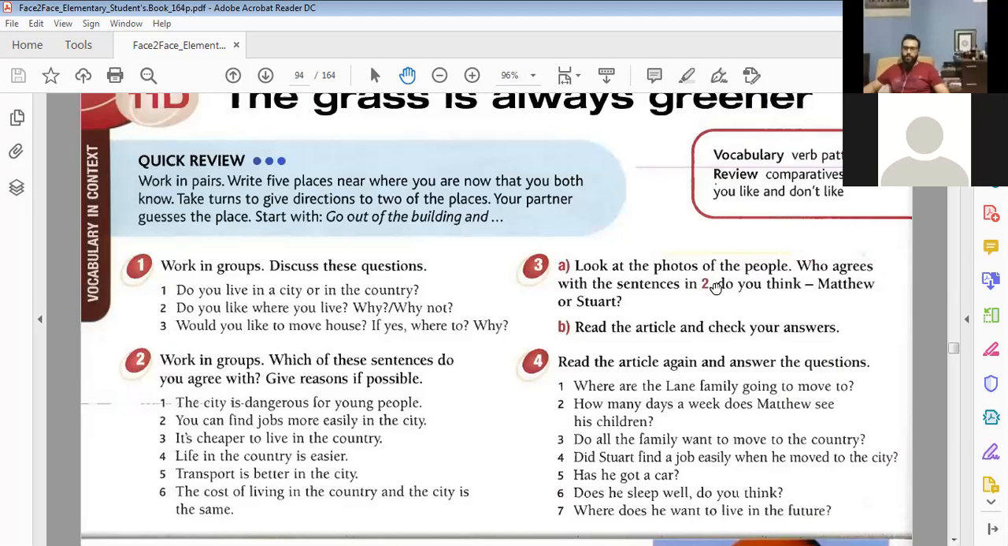I think most of you live in the city, right? But what does it mean when we say live in the country? What do you think it means? What's the difference between the city and the country? Country. Example Libya. City.